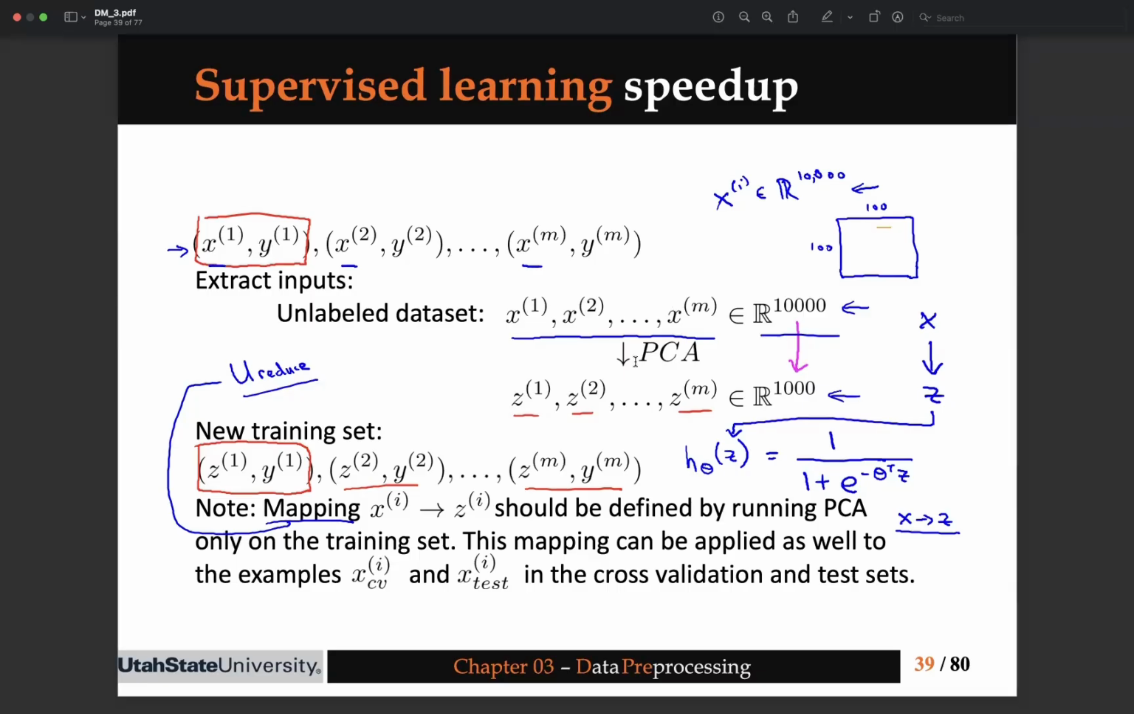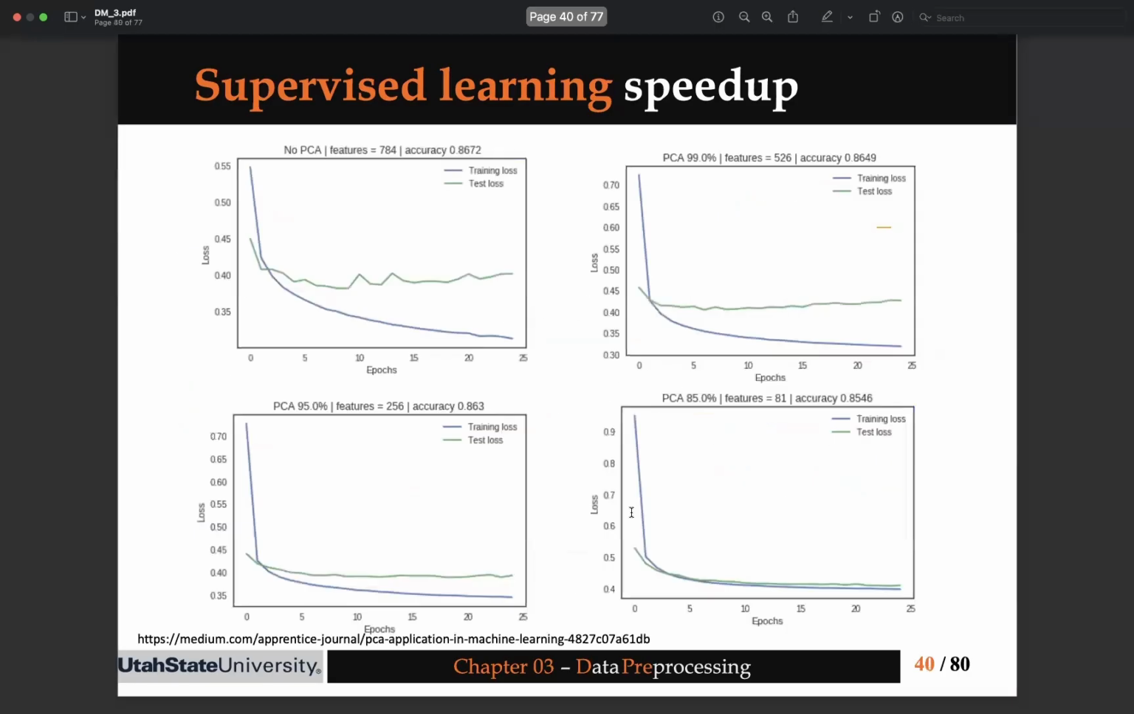The PCA, of course, after applying all the steps that we talked about, gives us our Z's, which are our new coordinates in the lower dimensional space. In this case, K is equal to 1000 according to this example. Now, the new training set could be Z1 paired with the class of the first image, Z2 with the second image, etc., all the way to ZM paired with YM.